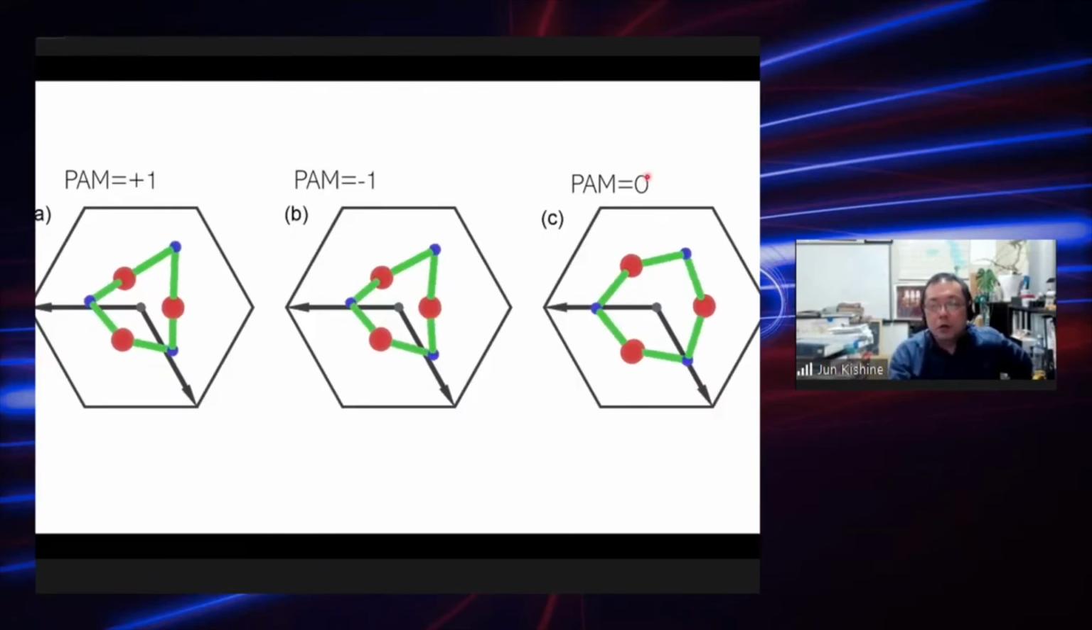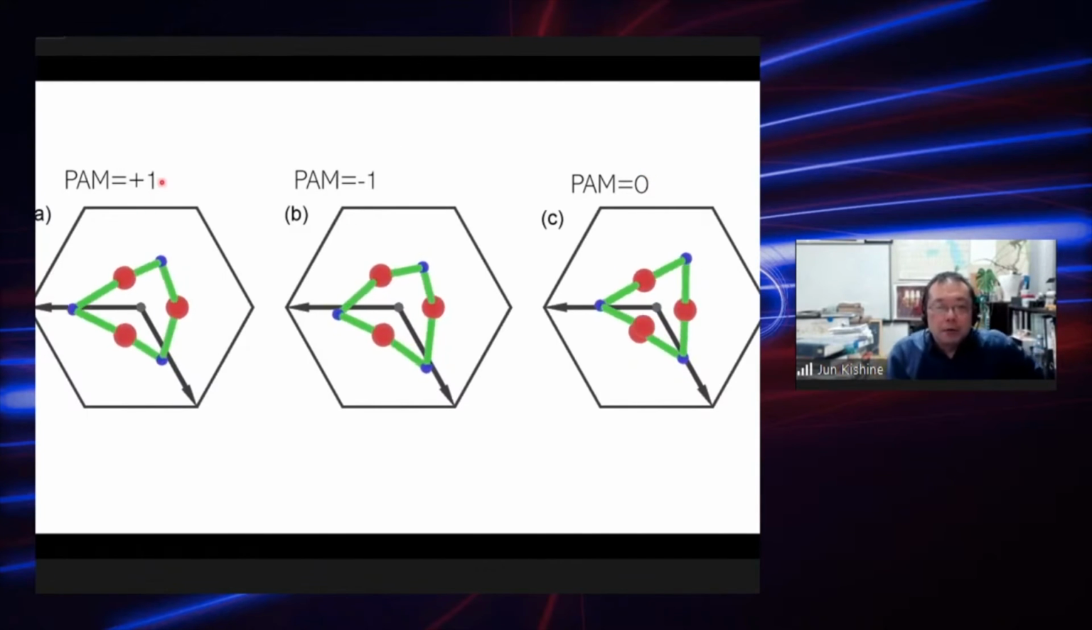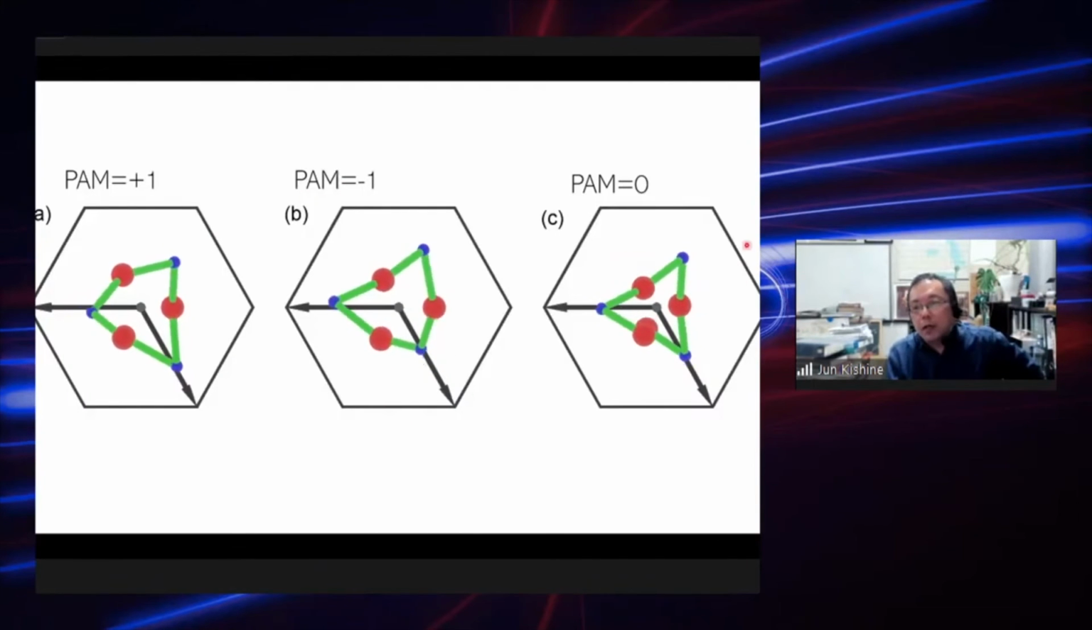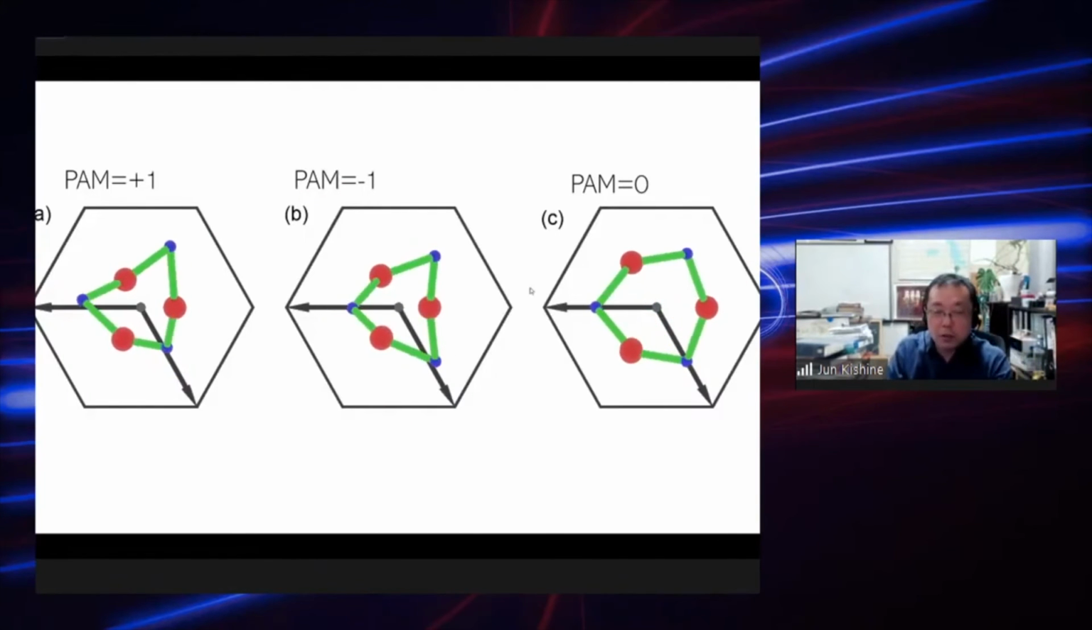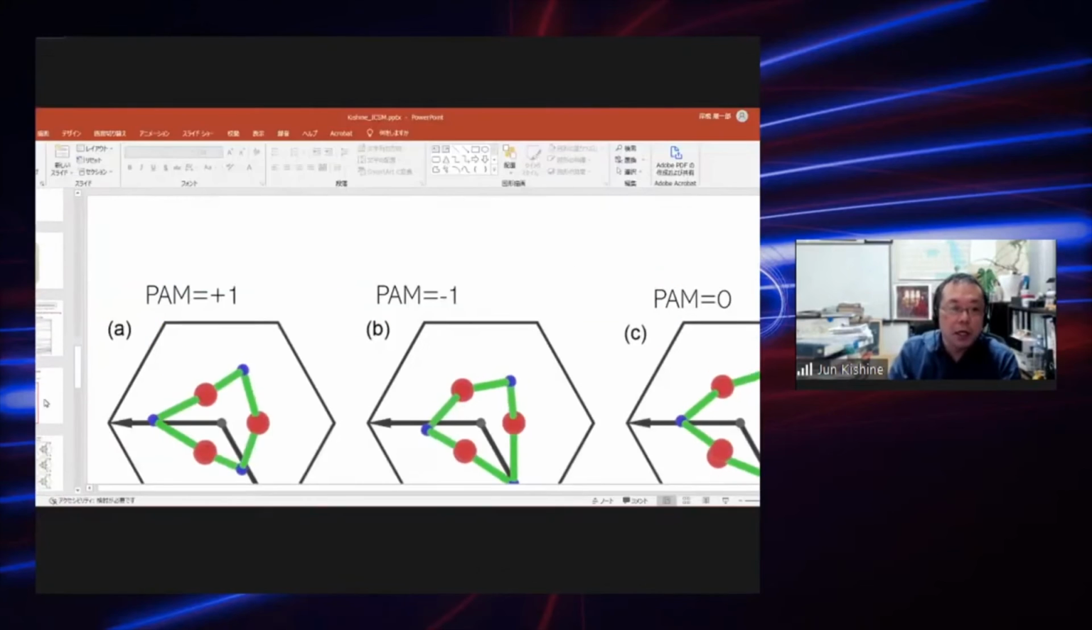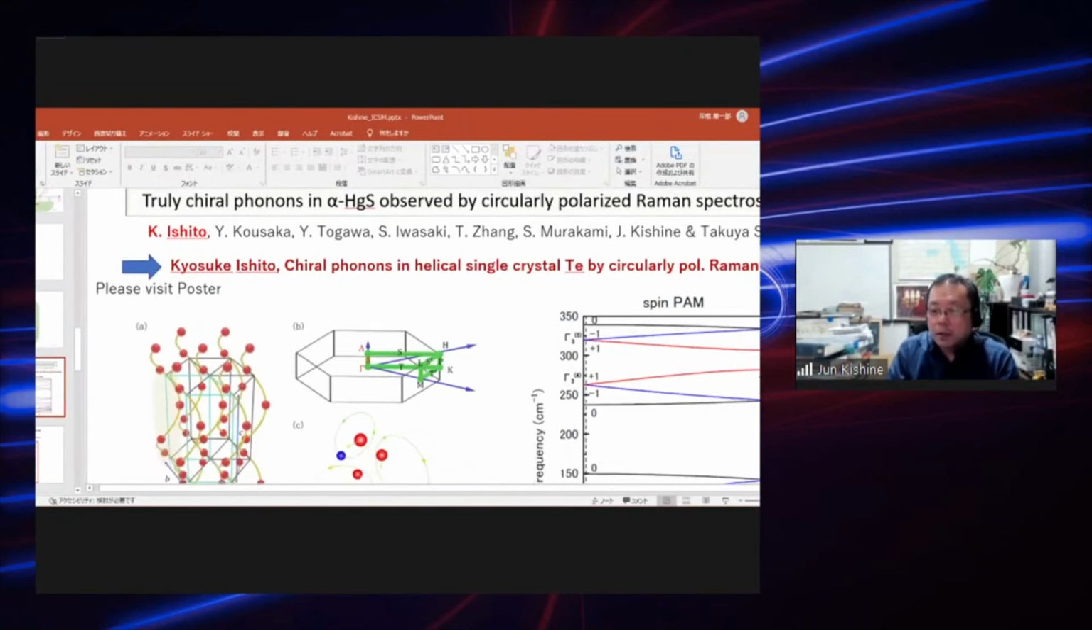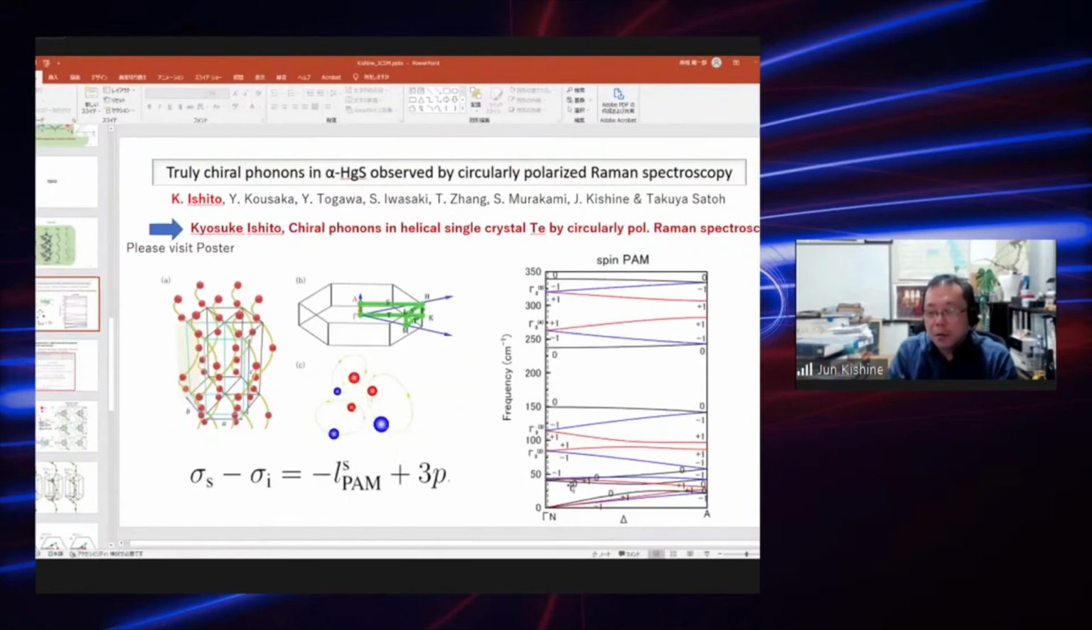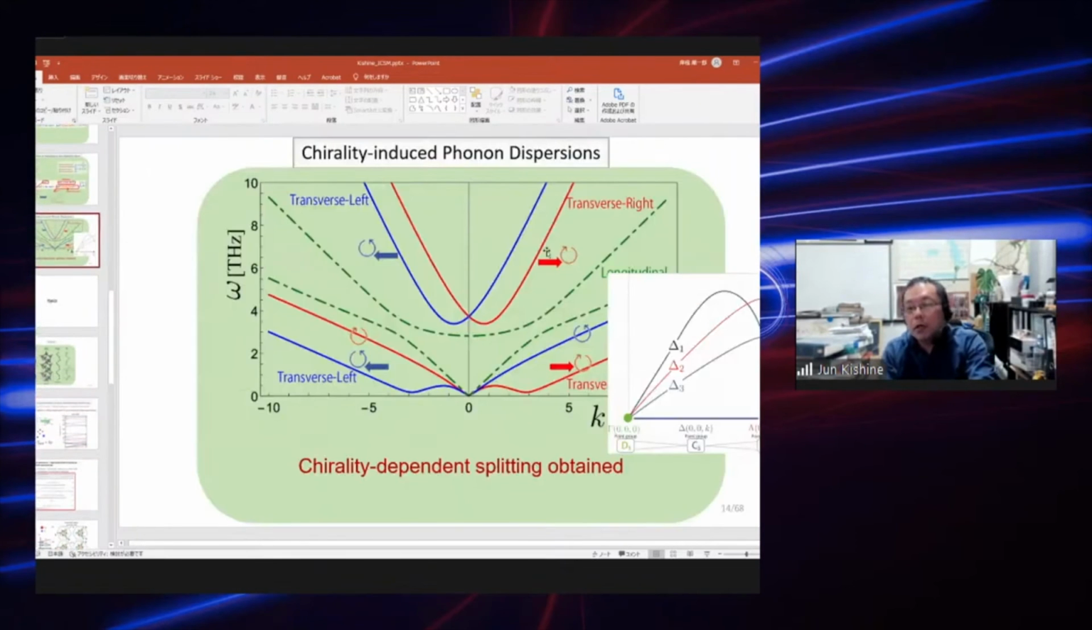So we could successfully assign +1 rotation, -1 rotation, and 0 rotation. This exactly corresponds to these bottom three modes. Of course, Raman spectroscopy cannot detect the lowest mode, only the upper finite-energy modes. However, we consistently assign the angular momentum of phonons to each dispersion.